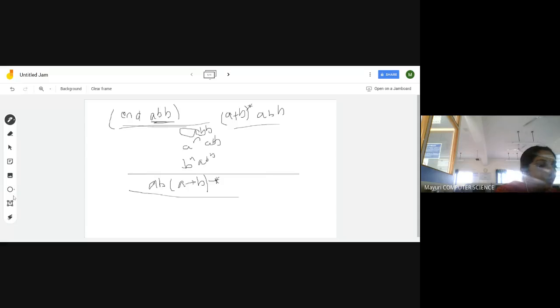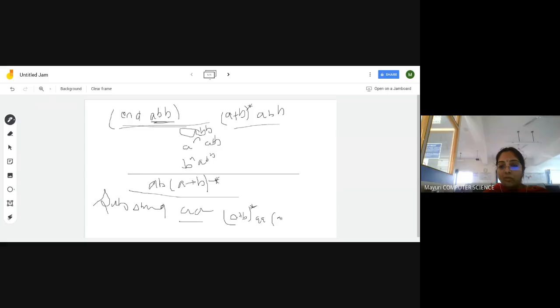Set of strings of A's and B's having the substring AA. Substring, you know, right? That may occur at the start, middle, or at the end. For this, I will write: A plus B star, AA, followed by one more A plus B star.